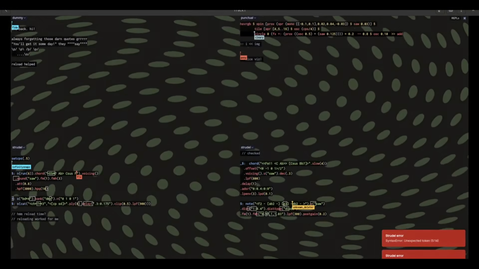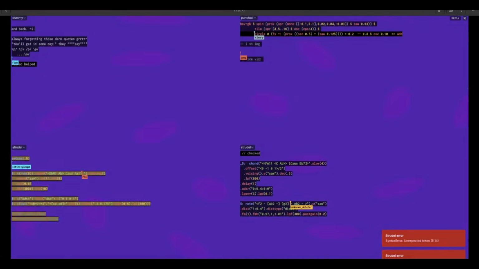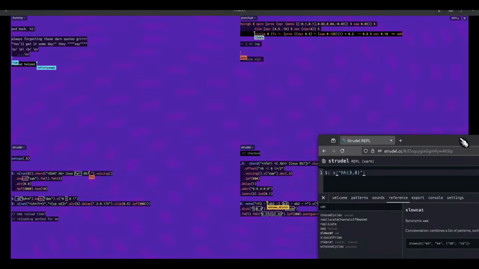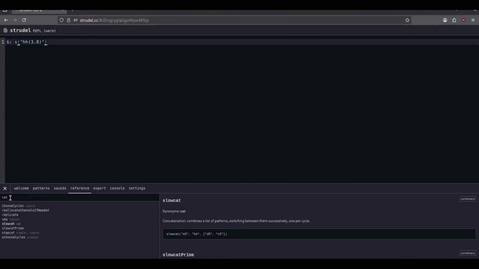Concatenate is typically the elongation of that word. And here it shows that cat. It took me a moment because it's actually an alias of slowcat. There's not a function called cat, but there is a function called slowcat, and the cat function is aliased to it. And it was just a little tricky to notice over here, but no big deal. Okay, concatenation combines a list of patterns, switching between them successively, one per cycle.